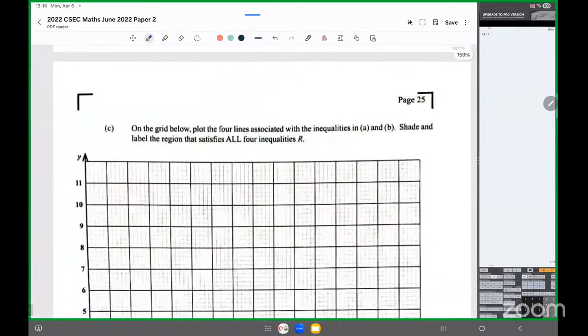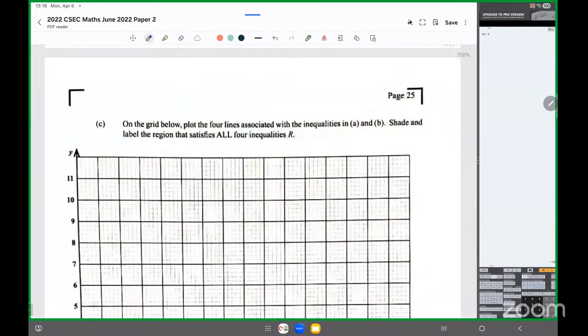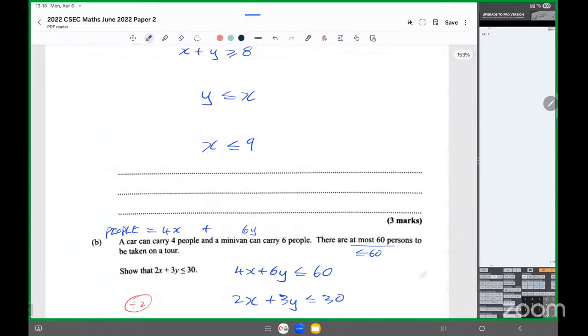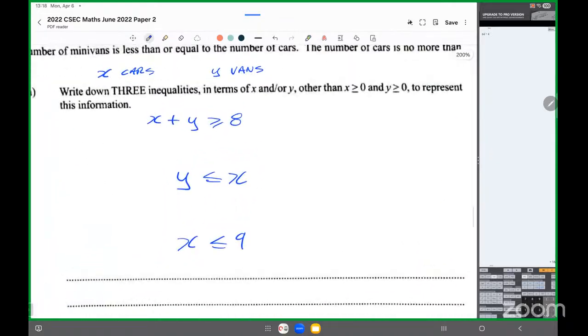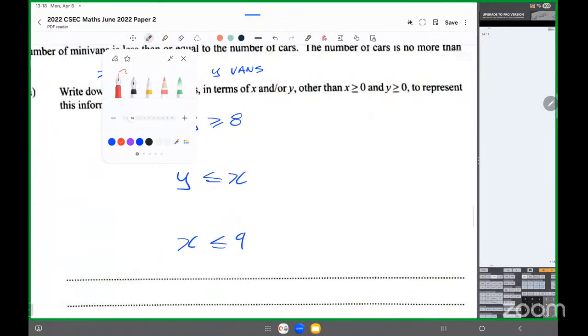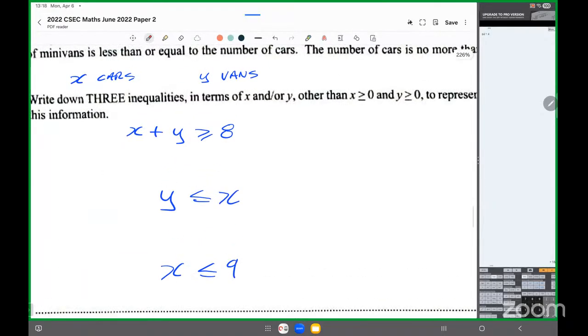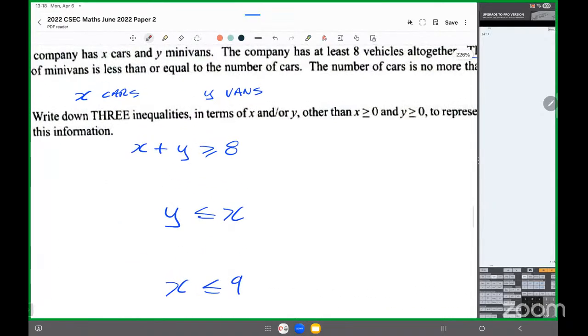Continue. It says, on the grid below, plot the 4 lines associated with inequalities and shade and label the region that satisfies all 4 inequalities R. So must shade and label. So join those lines now. So let's go. We're going to represent each one. Let's put them in red. Now, what I'm putting in red, you don't need to do. I'm just doing it for the purpose of the class so you can know how you represent it.